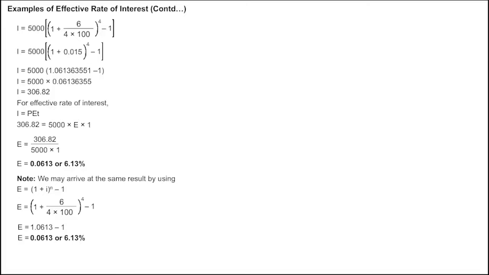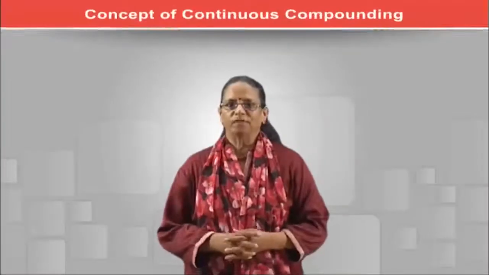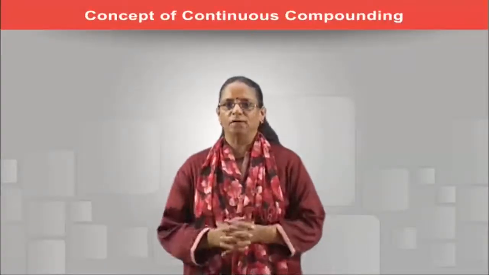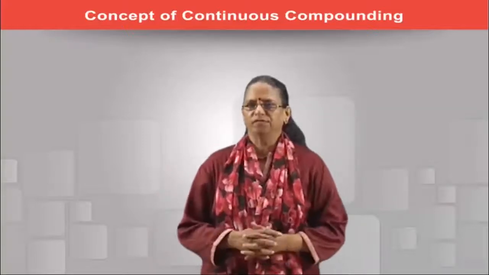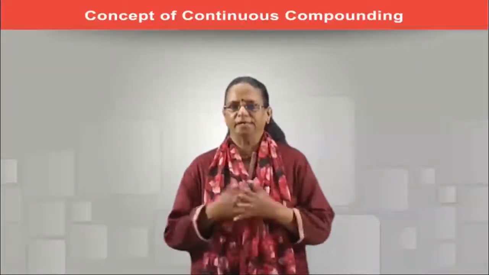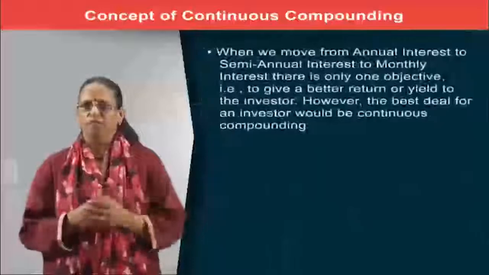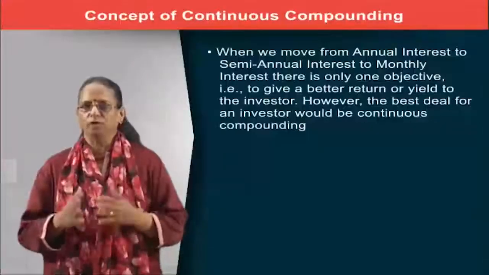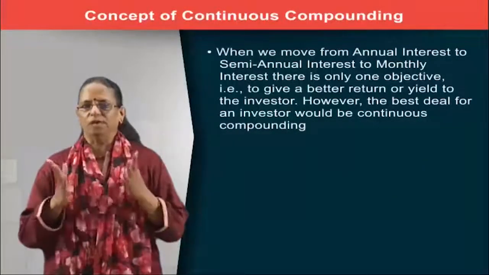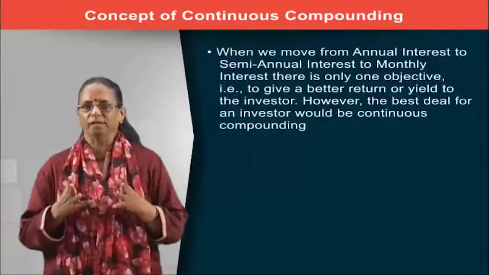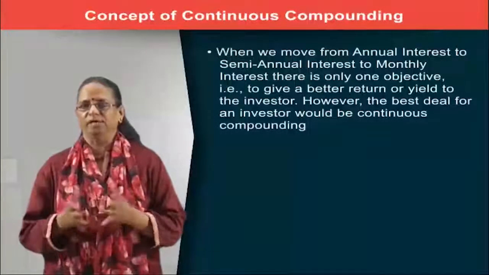But please keep in mind n is equal to 1 here, and we have taken p also equal to 1 here. Now the fourth type of interest, that is continuous compounding. Now what is the objective of interest? To get better returns. So when we move from annual interest to semi-annual to monthly interest, we have only one objective, that is to get or give a better return to the investor.